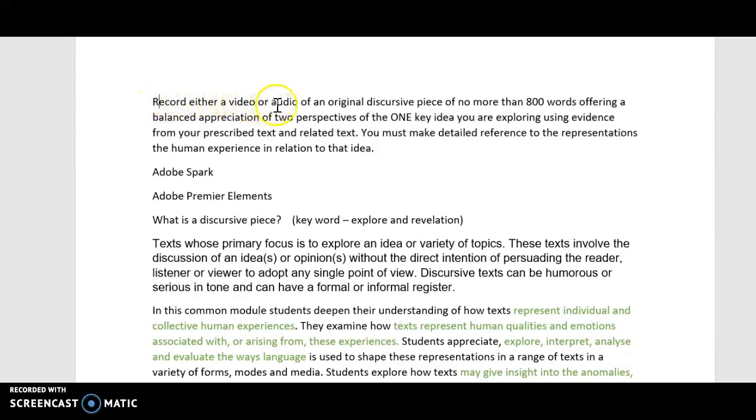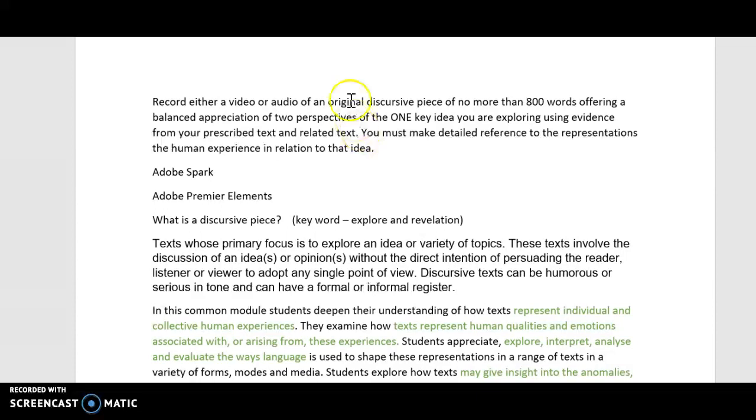Record either a video or audio of an original discursive piece, no more than 800 words, offering a balanced appreciation of two perspectives of the one key idea you are exploring using evidence from your prescribed text and related text. You must make detailed reference to the representations of the human experience in relation to that idea. So like our information text, there is multiple layers to this question that you have to be exploring.